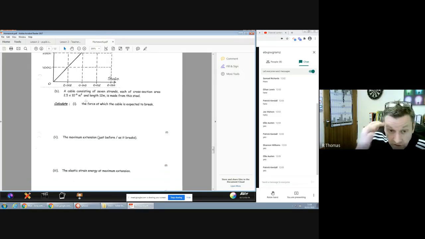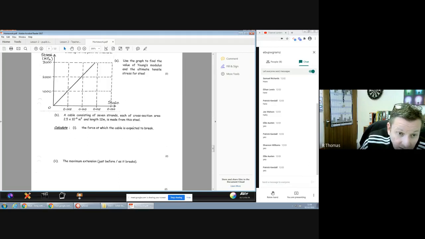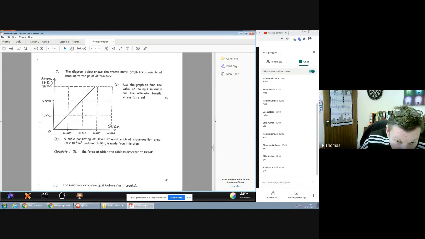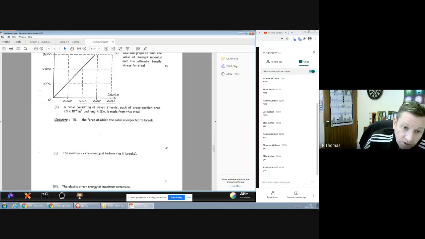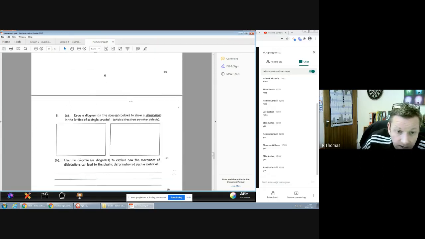Part B, you're going to have to use the force at which it is expected to break. So we're looking at this value here, right? We've got the extension, and the Young's modulus we've just worked out. We know the length because it gives us it there, 12, and we know the cross-sectional area. So rearrange the formula E equals FL over A delta L to get F equals, and plug in the numbers. Don't forget the units will be newtons because it's a force. I think I've given you enough there.